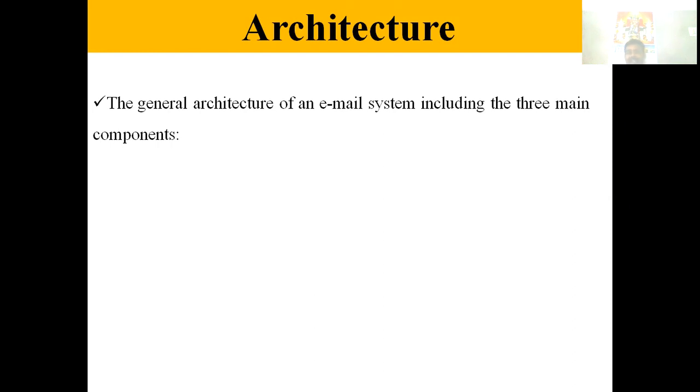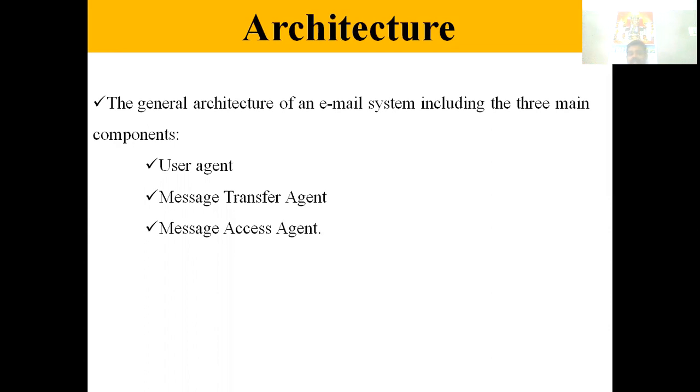email. The general architecture of an email system has three main components: user agent, message transfer agent, and message access agent. What are the three main components of email? It is user agent, message transfer agent, and message access agent.